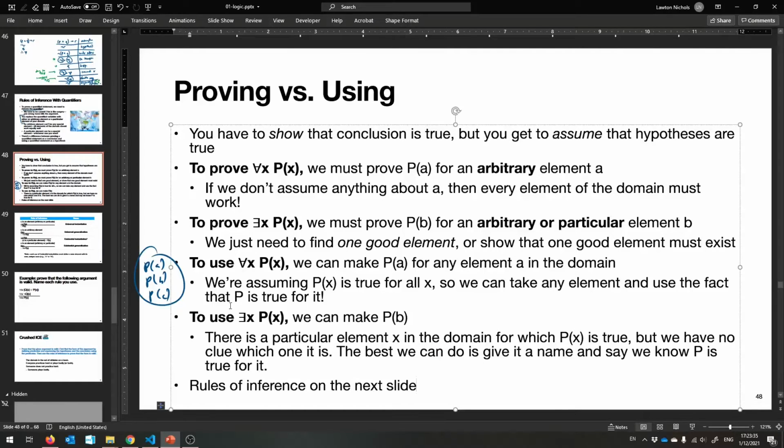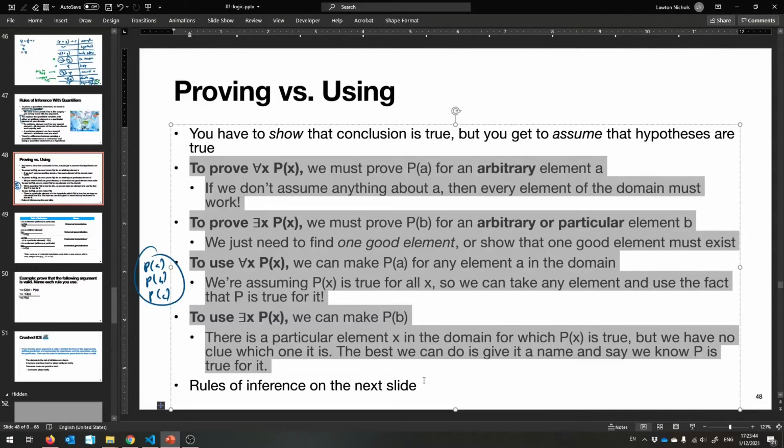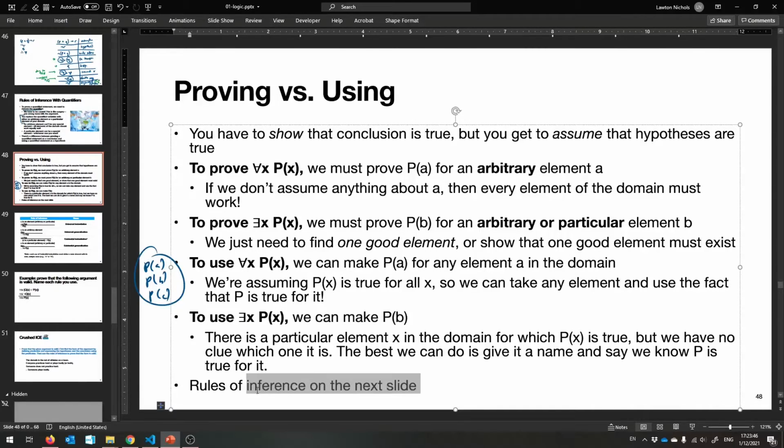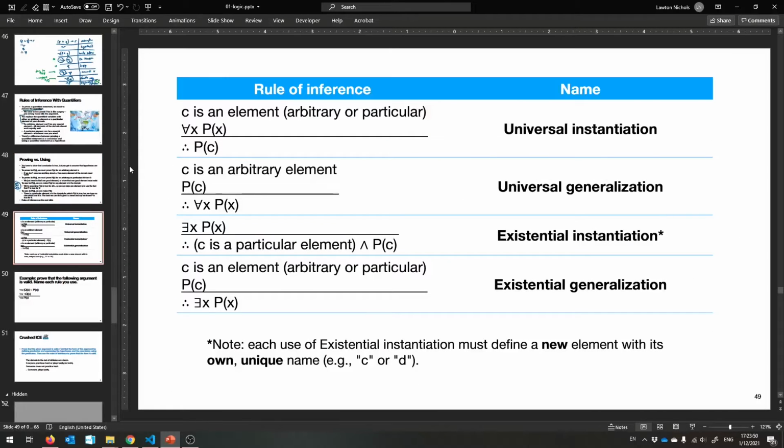That's what we know based on this. There's not enough information otherwise. Okay? So that is the idea. You can either prove or use a quantified statement, and we have some rules now that kind of formalize these concepts. So here it is.